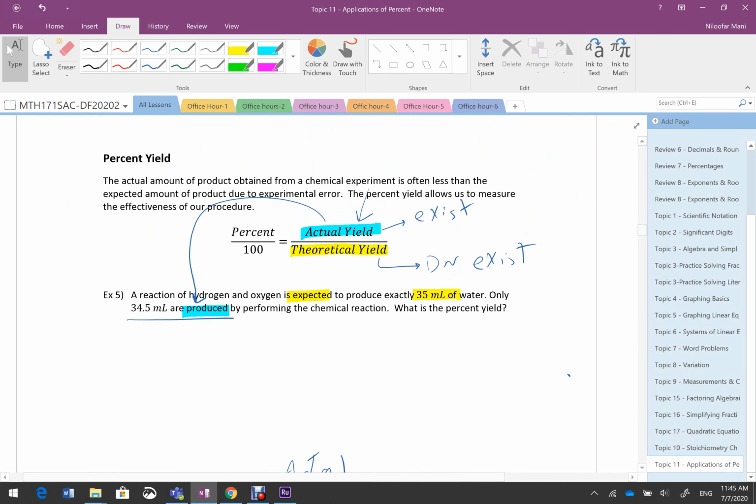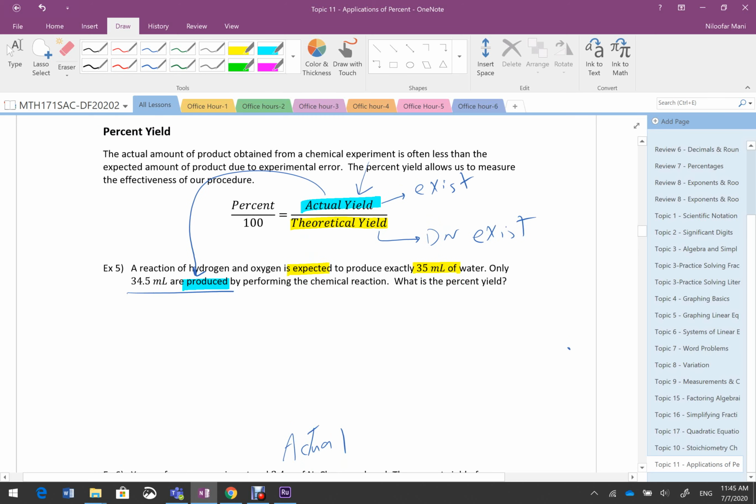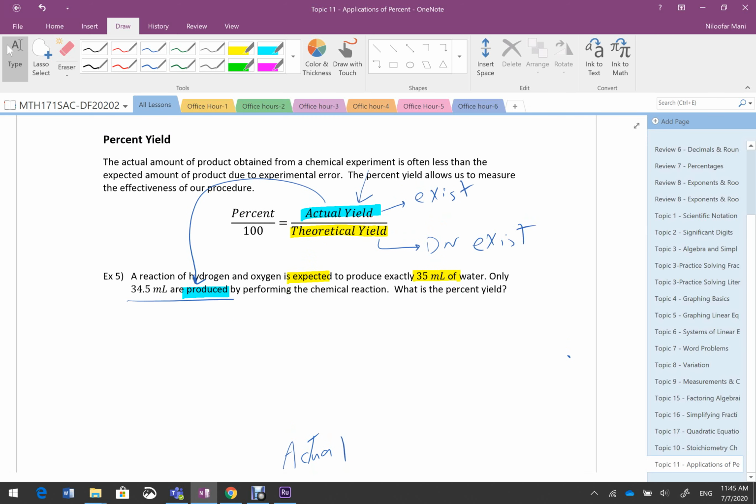Okay, so the next one is percent yield. Percent yield is what you get when you are producing something. For example, I add this many kilograms of flour and this much sugar and oil, and at the end I should have a cake of 2 kilograms, but then I don't get it. I have 1 kilogram and 900 grams.